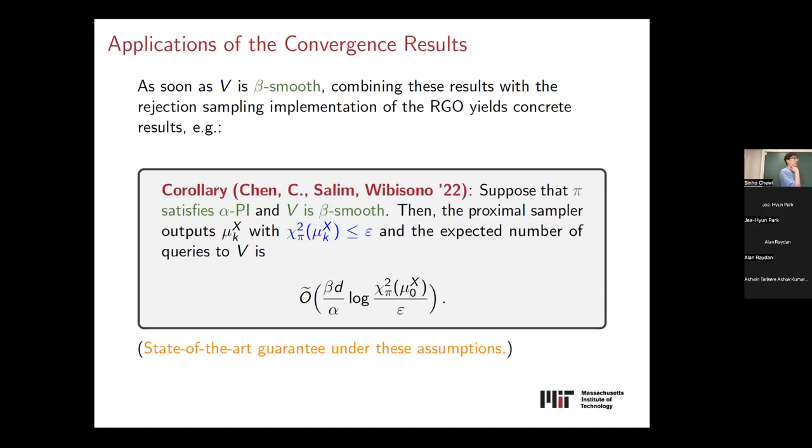So as I mentioned before, if your potential is smooth, then we can implement this RGO, for instance, via rejection sampling. So if you combine together the convergence of the proximal sampler together with the implementation, then you automatically get a lot of complexity guarantees. For instance, here I'm just showing one example. Suppose you satisfy Poincare plus smoothness, then you can get some chi-squared guarantee, and you can write down very precisely what is the number of iterations that you need. And this particular corollary happens to be a state-of-the-art guarantee under these assumptions, but I'm not really here to discuss that.